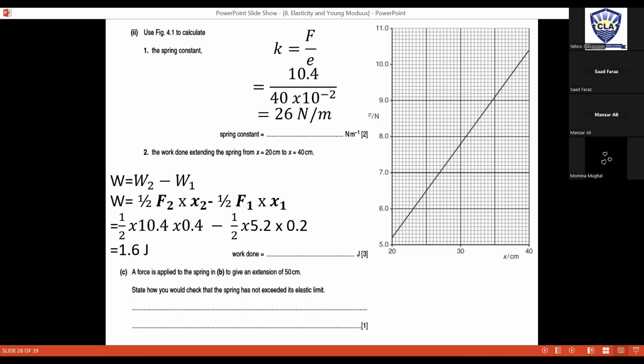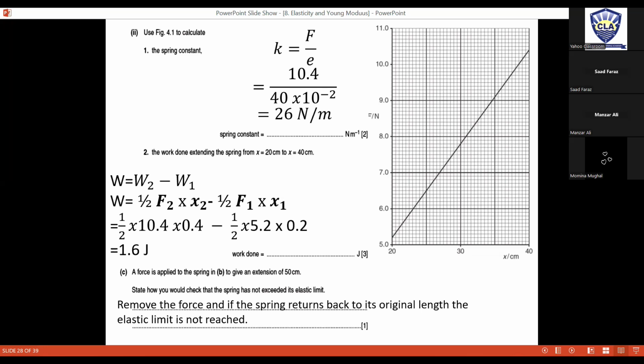In this case, whenever they say extension is being increased, how much work is done? Find the work done for the later extension, and the work done for the first extension. The difference of their work done is the extra energy to be supplied, or extra work to be done. A force is applied, extension is 50 centimeters. How would you know that the spring has not exceeded the limit? Whenever they ask such a thing and the graph doesn't show it, always say that if we remove the force and it returns back to its original dimensions, then the elastic limit is not reached.